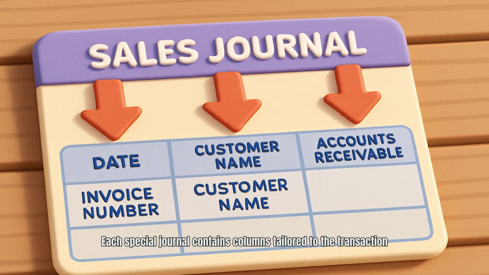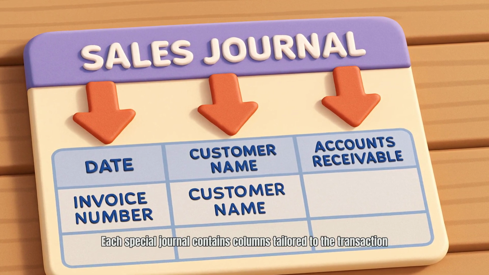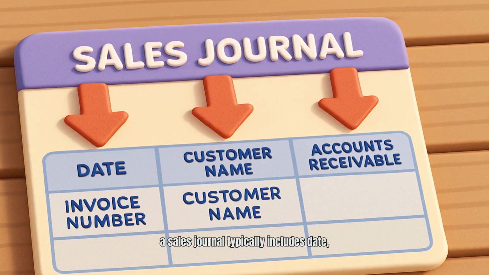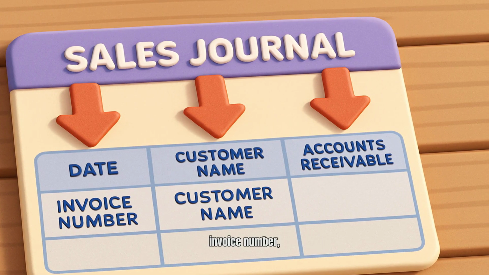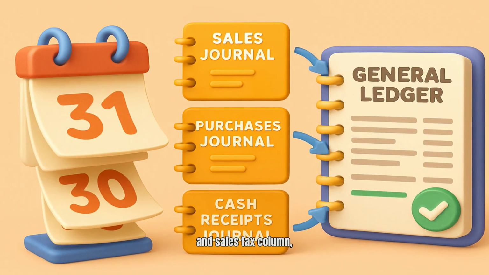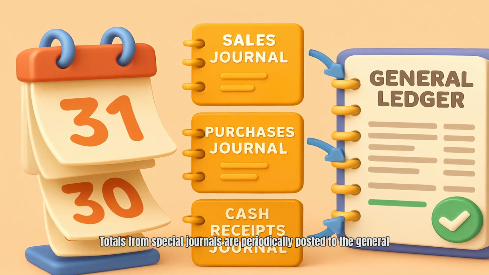Each special journal contains columns tailored to the transaction type. For example, a sales journal typically includes date, invoice number, customer name, accounts receivable credit column, sales revenue debit column, and sales tax column if applicable.